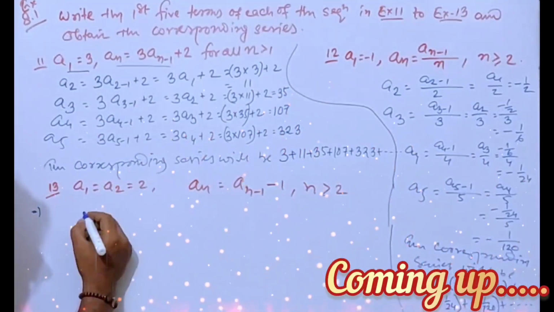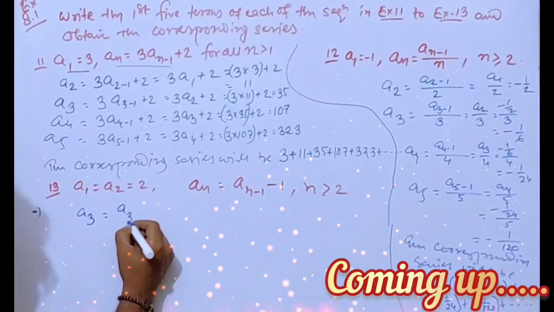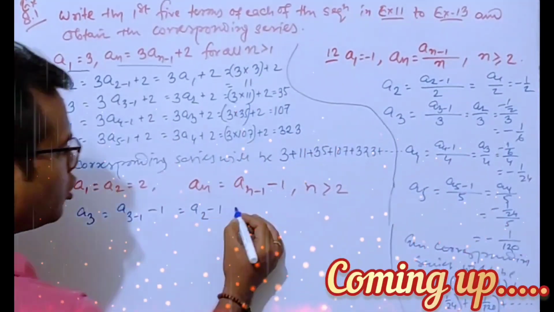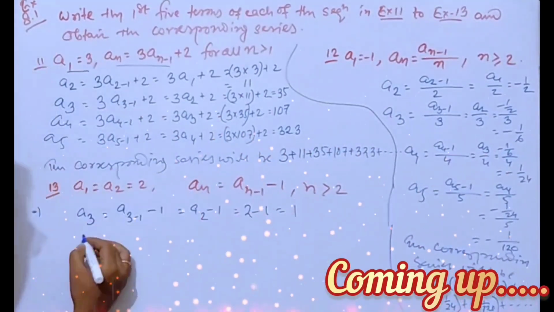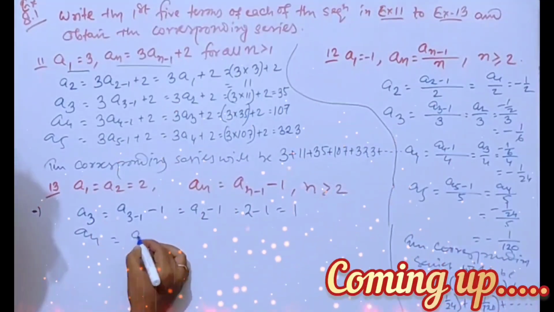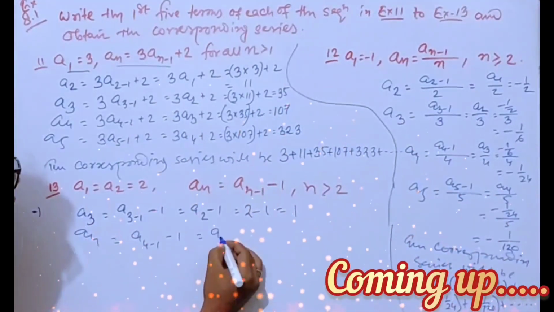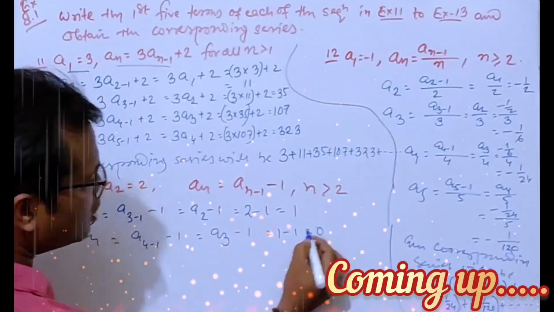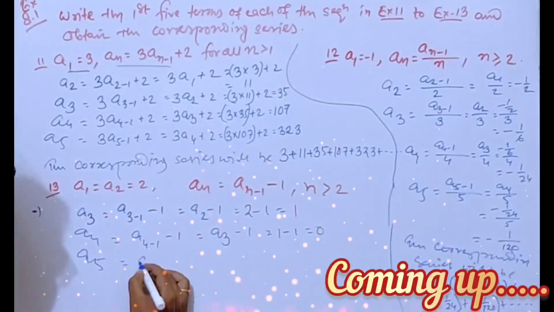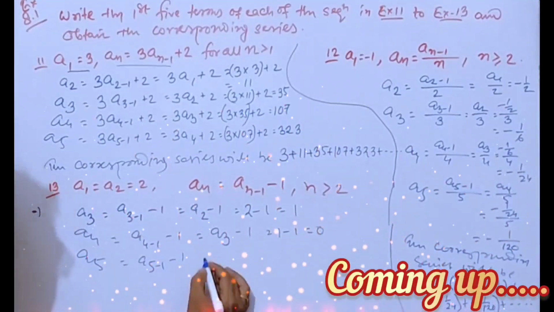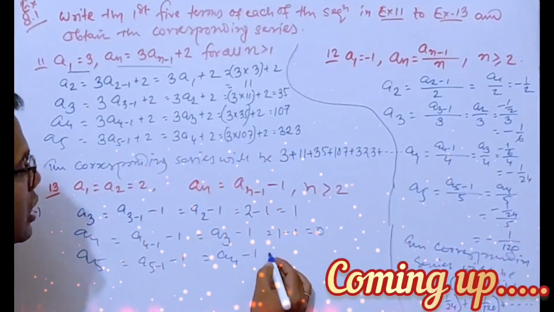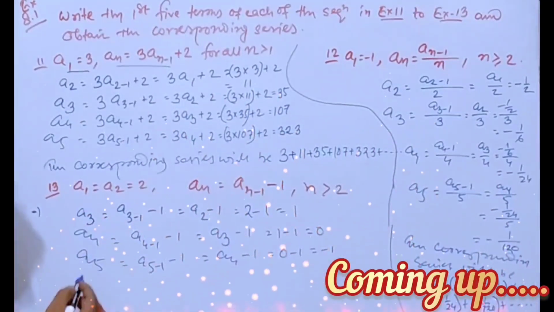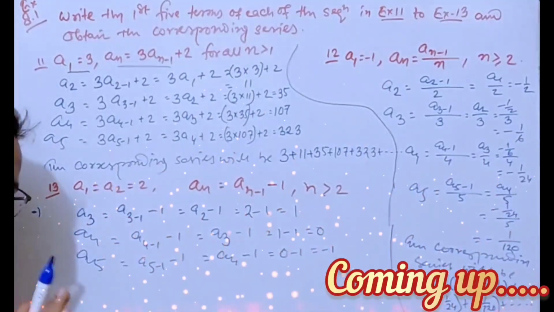Okay, so a3 equals a(3 minus 1) minus 1, that means a2 minus 1. Here a2 equal to 2, so 2 minus 1 equal to 1. a4 equals a(4 minus 1) minus 1, that means a3 minus 1. Here a3 equal to 1, so 1 minus 1 equal to 0, and a5 equals a(5 minus 1) minus 1, so a4 minus 1, that means 0 minus 1 equal to minus 1. So we have found the first 5 terms.